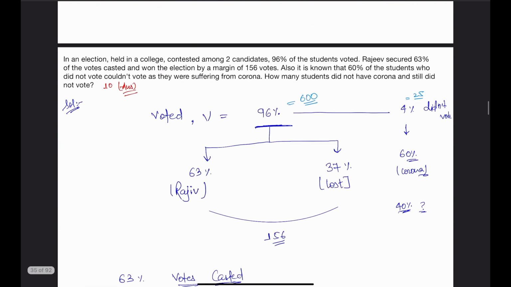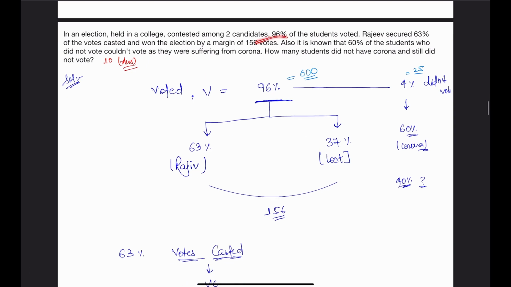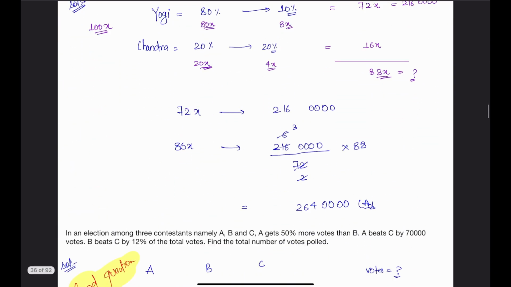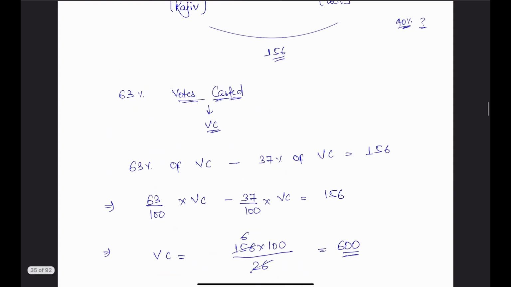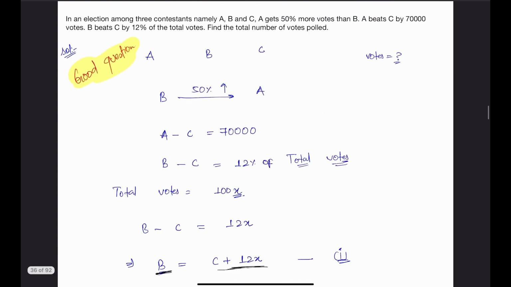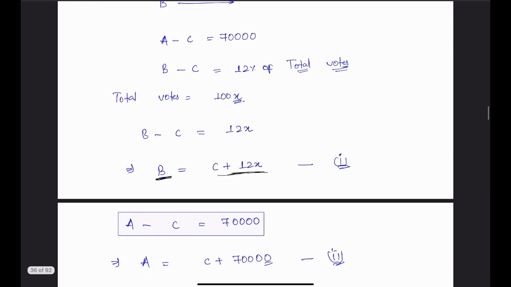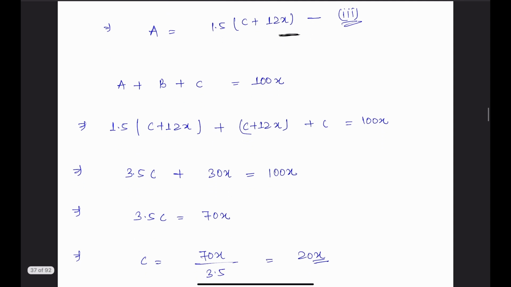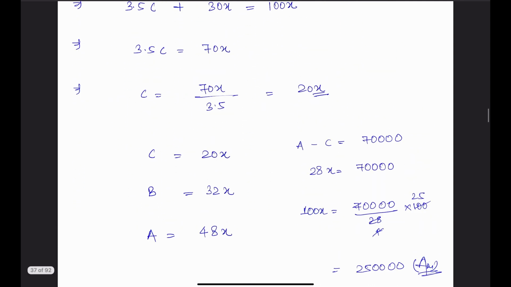First year we have done this one. Voted, yeah, voting questions we have already done. And voted, now we have to clearly mention vote casted. So from vote casted, this is 63%. Good question. So A is given, B is given, C is given, and in the form of them, the question was being framed.